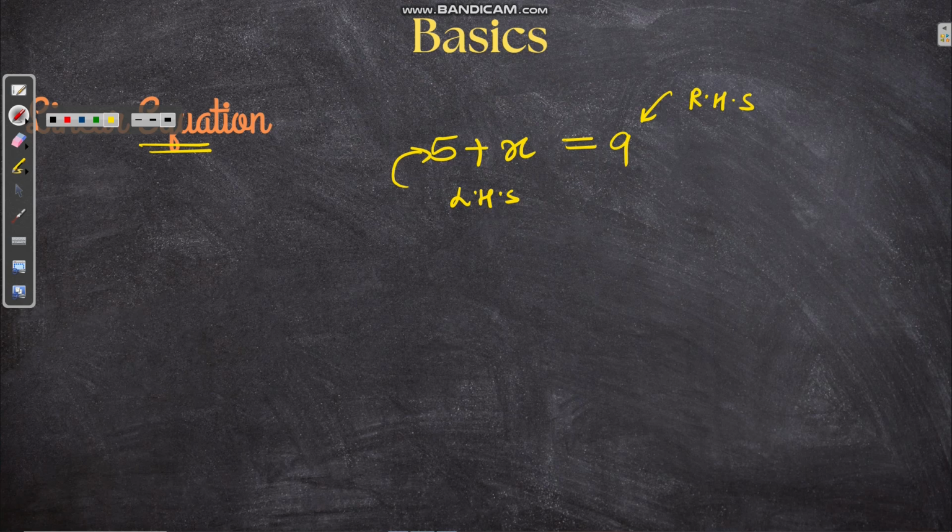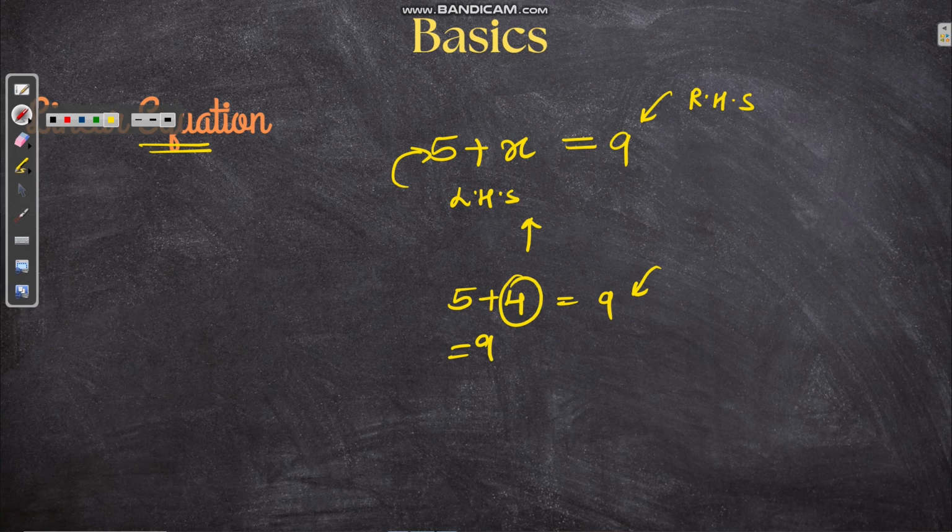One thing you should know, that equal to means both the sides are equal. So what value should come in place of x? x will be 4, so 5 plus 4 is equal to 9, which is equal to the right hand side, that is your RHS. So the value of x is 4.